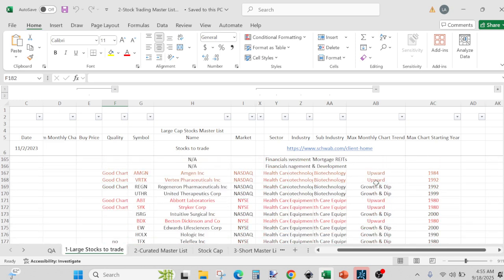Because we are using a long swing trading strategy, our criteria was to have upward or growth and dip type of stocks. So we pull out LLCs, just to have companies, and we want upward stocks that went public at least around 2008, that went through at least one recession and survived it. And because we are working with large cap, you can pull those.